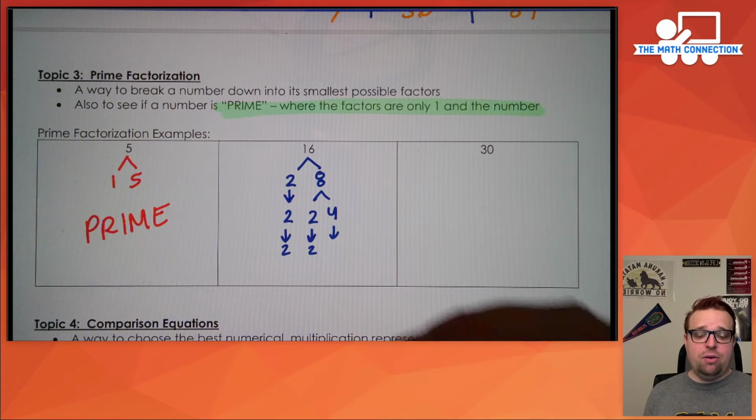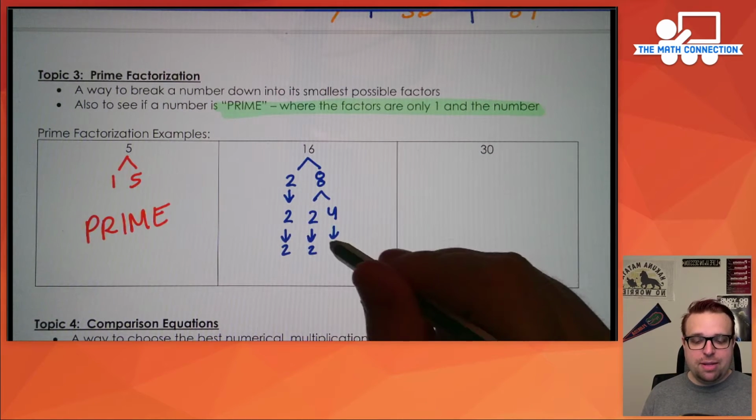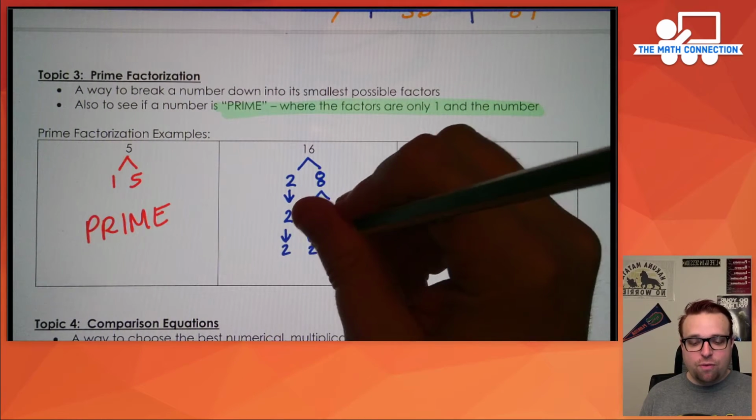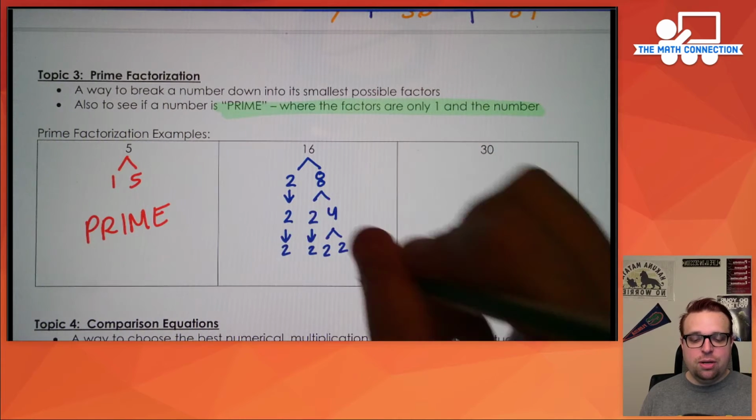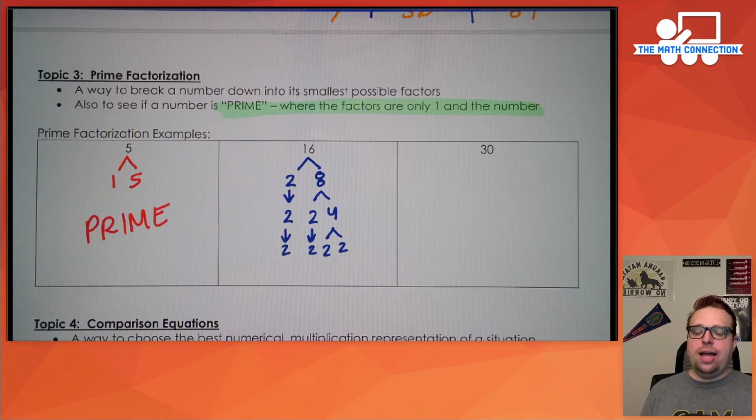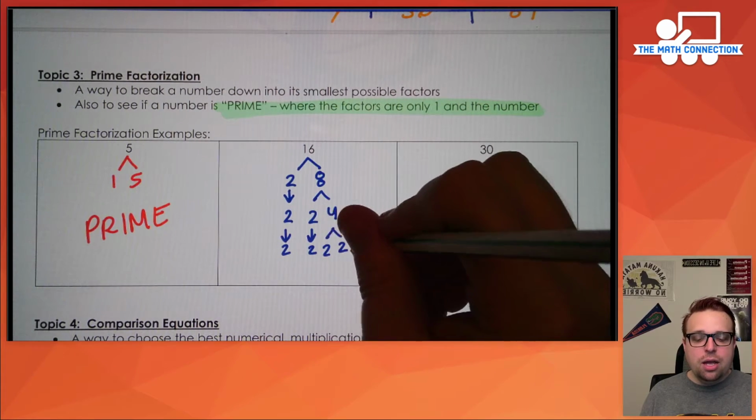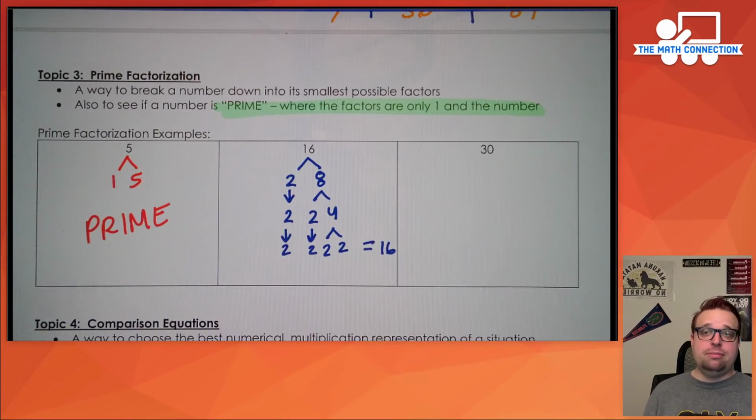4 is broken down into 2. I should probably make that a tree. Sorry. 4 breaks down into 2 and 2. Okay, that's it. All you broke this down into was 2's, and all these 2's are prime, so you stop there. But the beauty of all of this is that if you multiply 2 times 2 times 2 times 2, you will get 16.